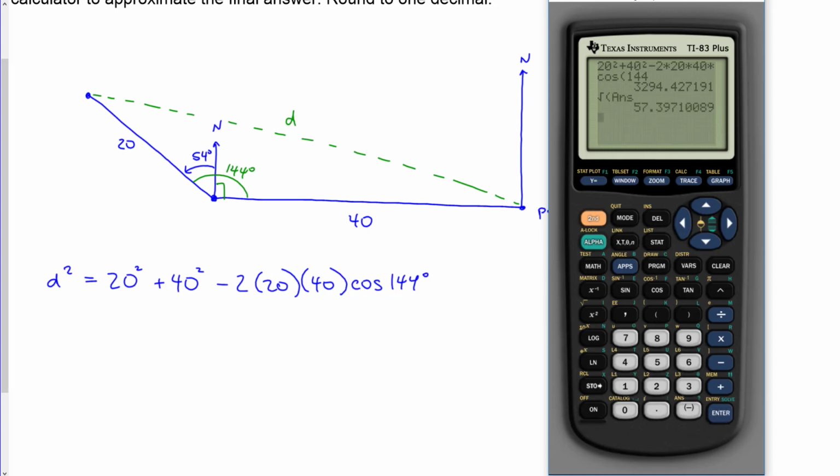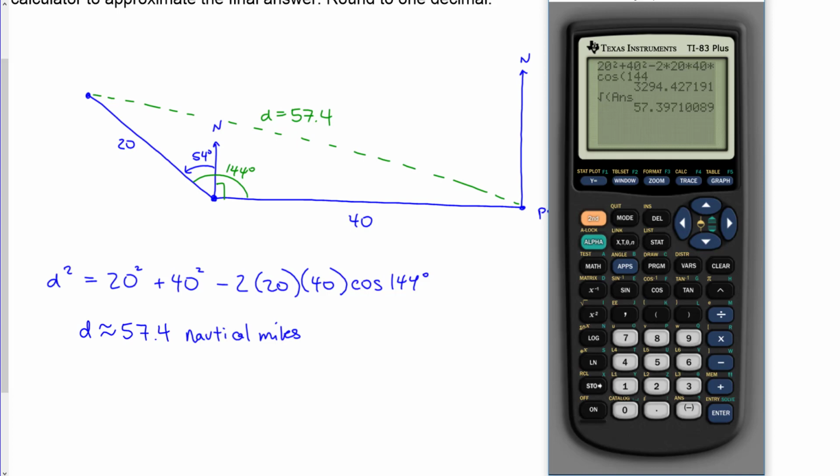So 57.4. So that distance is approximately 57.4 nautical miles. Leave it to me not to be able to spell that. Okay, so d is equal to 57.4, and that's going to let me solve for some angles here.